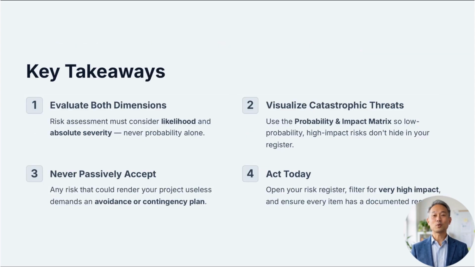To wrap this up, remember that risk assessment must evaluate both the likelihood of occurrence and the absolute severity of the impact. Use your probability and impact matrix to visualize catastrophic, low-probability threats so they don't stay hidden in your register. Never passively accept a risk that could render your project useless. Always develop avoidance or contingency plans for those high-impact events. Open your current risk register today, filter for any risk with a very high impact, and ensure it has a documented response plan.